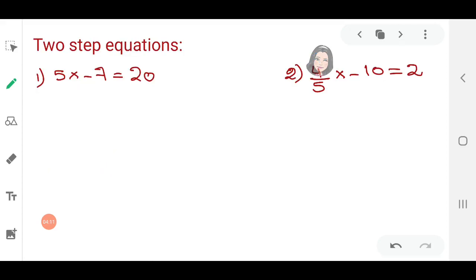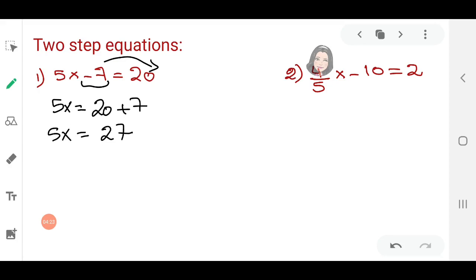Now two-step equations. 5x minus 7 is equal to 20. First, I need to get rid of this negative 7. So I write 5x is equal to 20. Move it to the other side. It should be a plus 7. So 5x is equal to 27. Remember, this is multiplication and the opposite is division. So x is equal to 27 over 5.